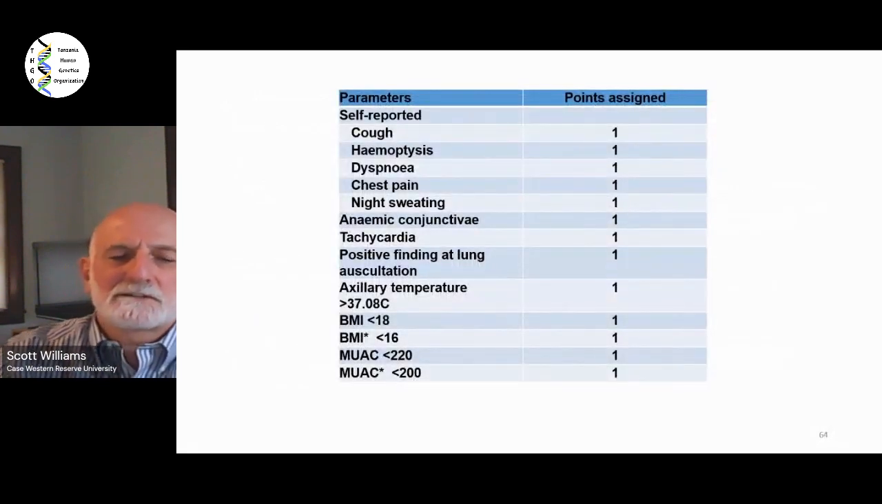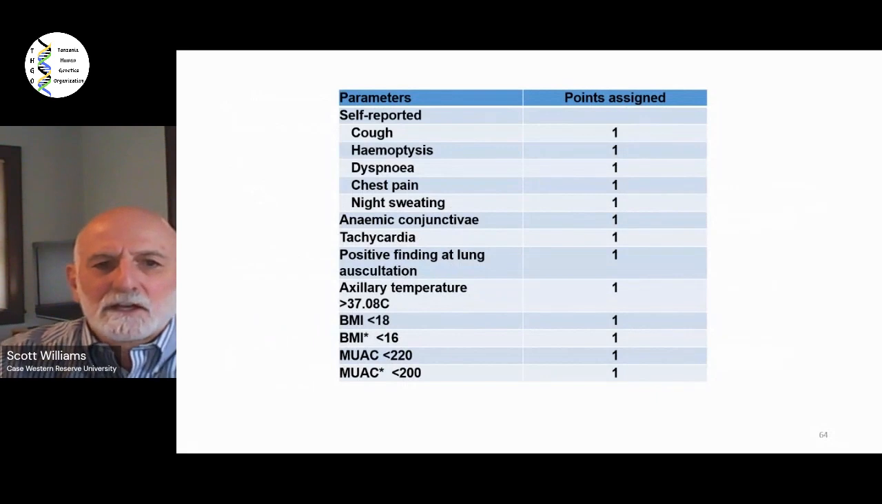So these are the variables: cough, hemoptysis, chest pain. And then for BMI, if you have a BMI less than 18, you get 1 point. If you have a BMI of less than 16, you get 2 points. And mid-upper arm circumference of less than 220 millimeters, it's 1. If it's less than 200, it's 2 points. So you can vary from 1 to 13.